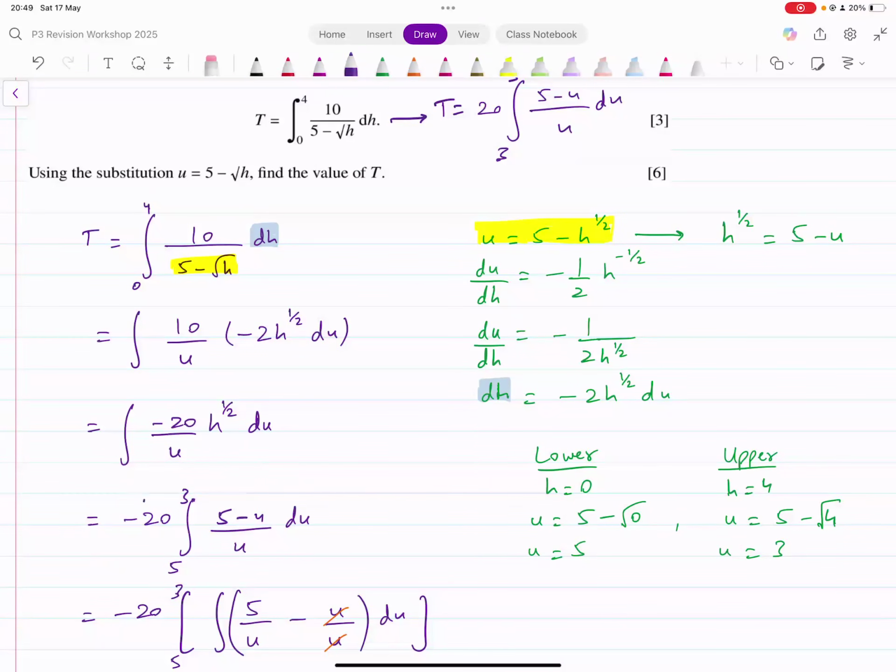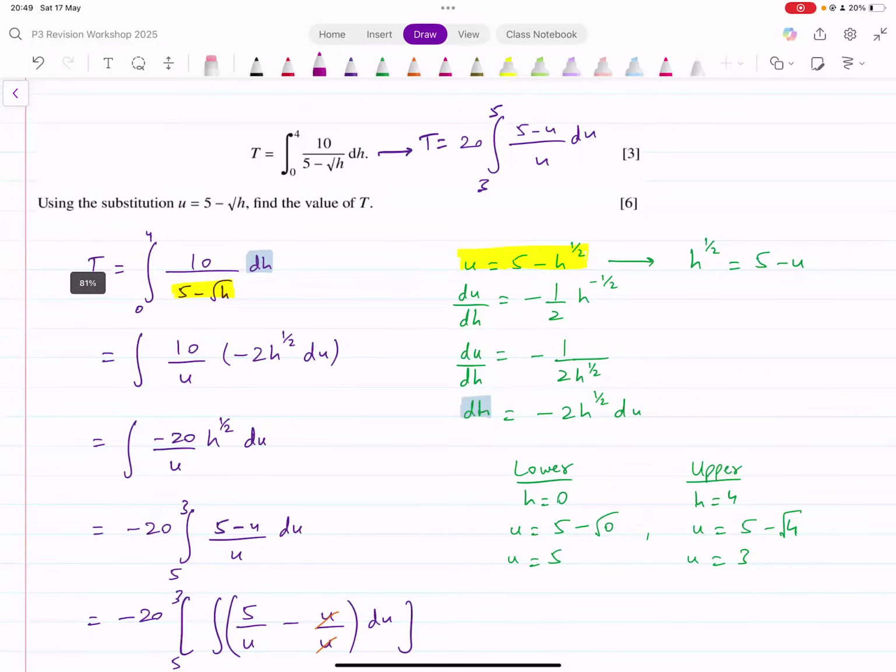So we had -20 here. If we remove the minus from there, if we multiply the whole expression by minus, we could switch the limits, and that would give us this expression that they wanted.